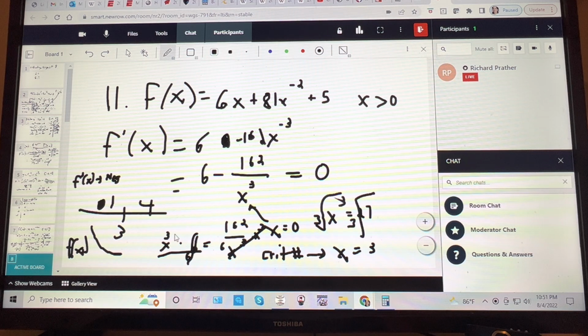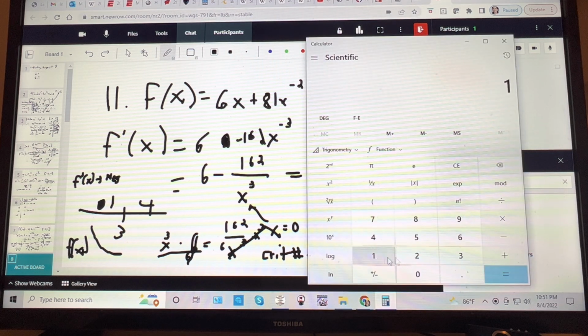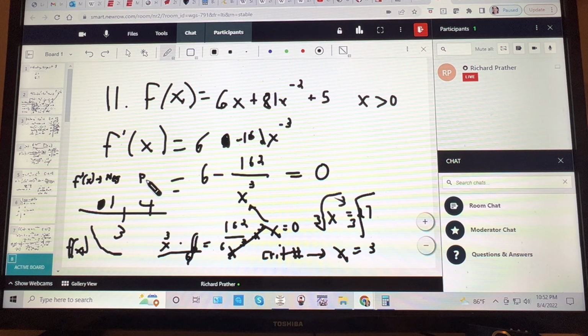So what would be f prime of 4? 4 to the third power is 64. 162 divided by 64 is about 2.5, but 6 minus 2.5 is about 3.5. And again, we don't care what it equals exactly. The point is that it is positive on that side of the critical number. So that means the original graph is increasing on that side.